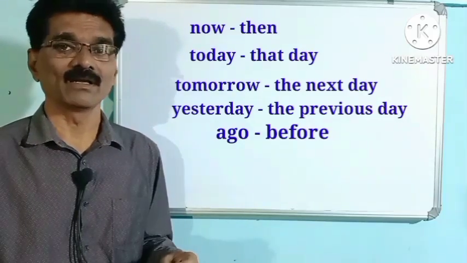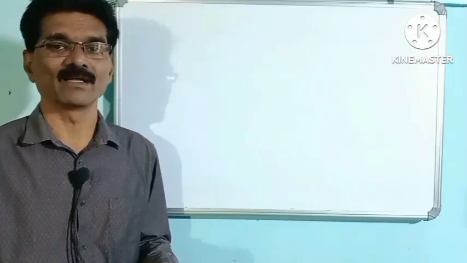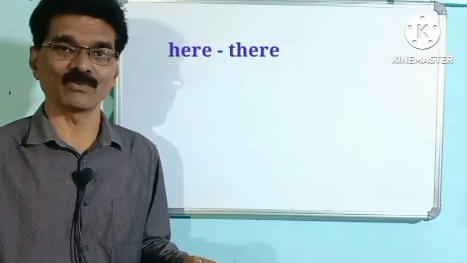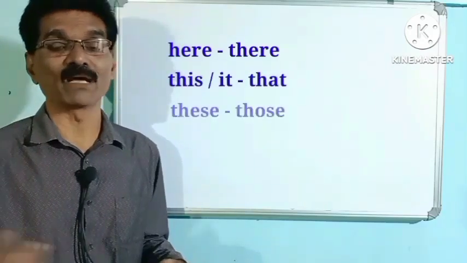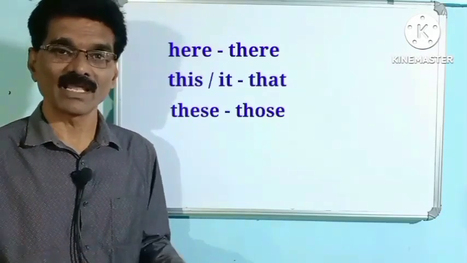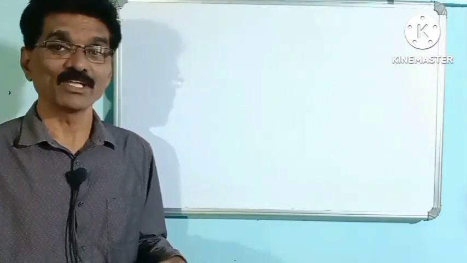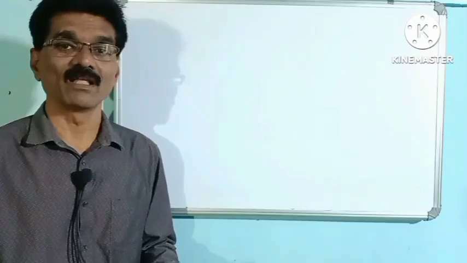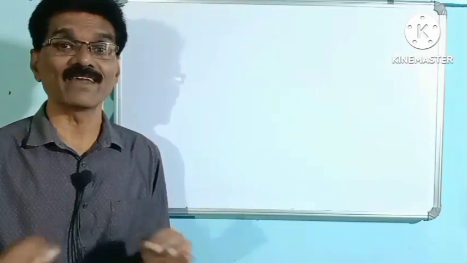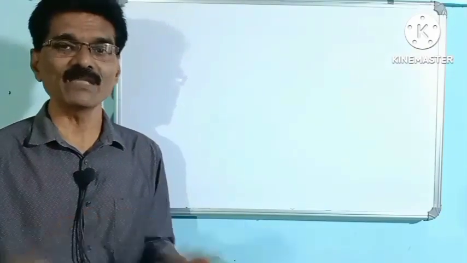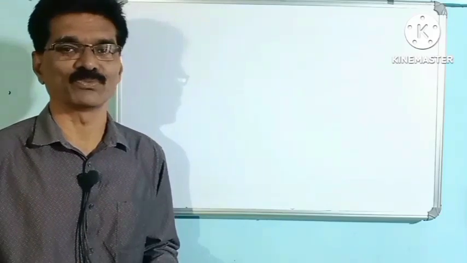And the next one is the words related to the place. That means here will become there, this will become that, these will become those. Like this you have to change the words. If you follow all these steps, definitely I am telling there is no reason for any error. You will not make any mistake. 5 out of 5 is guaranteed for you.